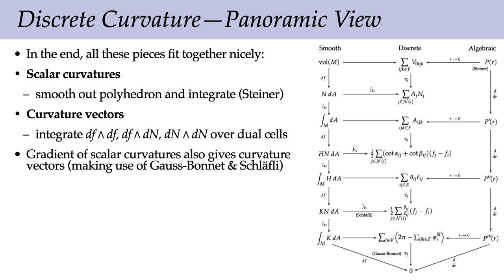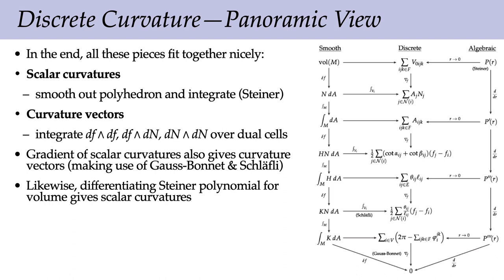In finding that connection, we made use of some key theorems, some basic theorems about discrete surfaces: discrete Gauss-Bonnet, and Schlafly's polyhedral formula. We also saw in the last lecture that differentiating the Steiner polynomial with respect to the radius of the ball gives us all of our scalar curvatures starting with volume. If you remember, we have this ball we're mollifying the surface with. If we ask how the volume changes as we shrink that ball, we see a polynomial involving the area, the mean curvature, and the Gauss curvature.